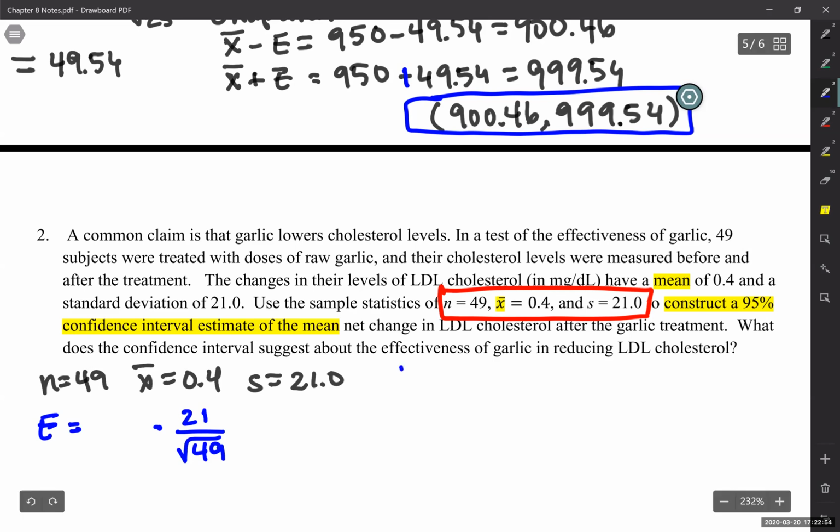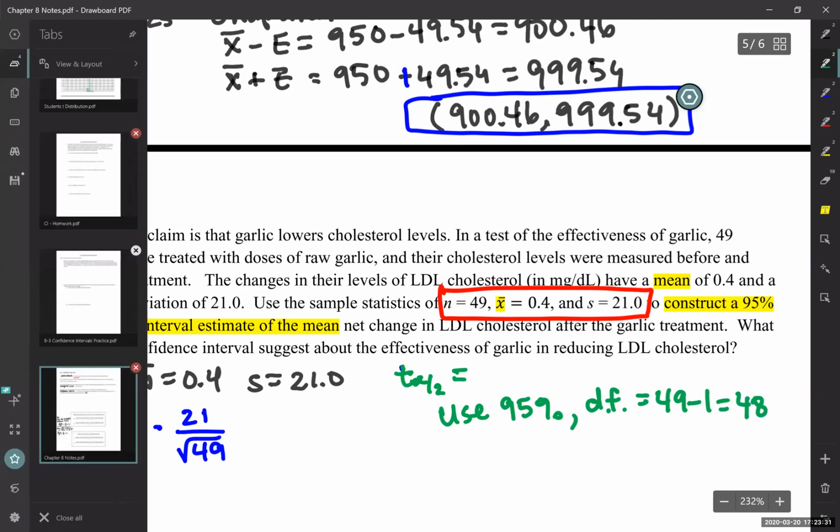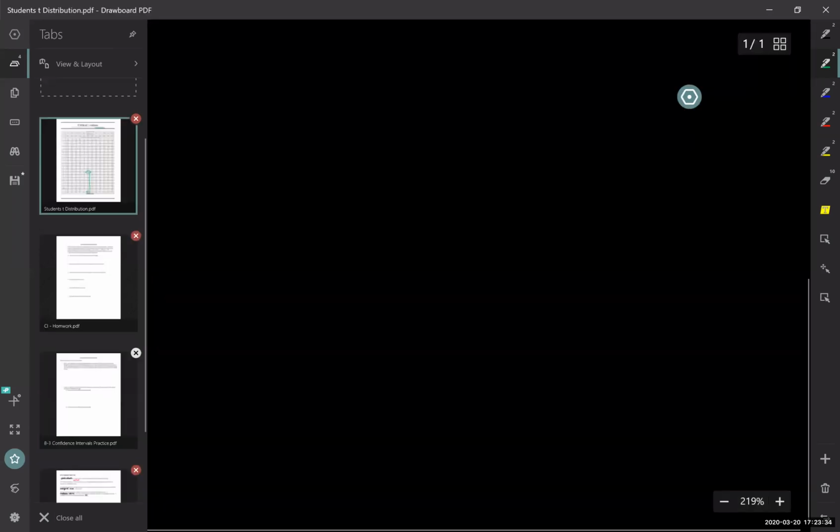So for T, I'm just excited to have all these colors, so I'm using them all. For my T, I'll look at the table in a second, but I'm going to use 95% confident, and I'm going to use degrees of freedom. Pausing for a second. See if you can write down the degrees of freedom. And so that is 49 minus 1, which is 48. All right, so 95%, 48 is my degrees of freedom.